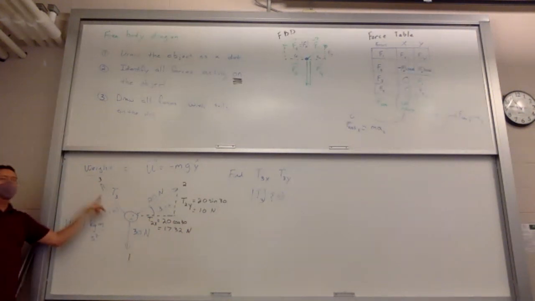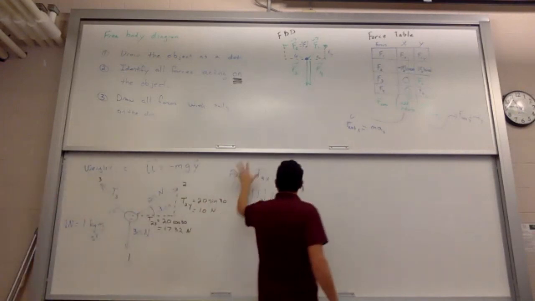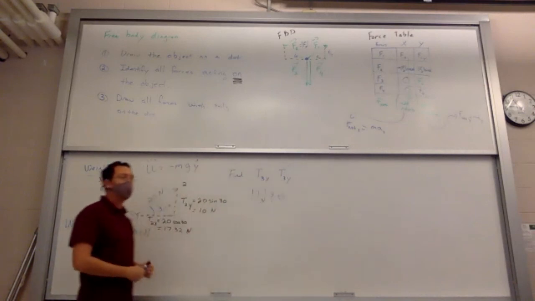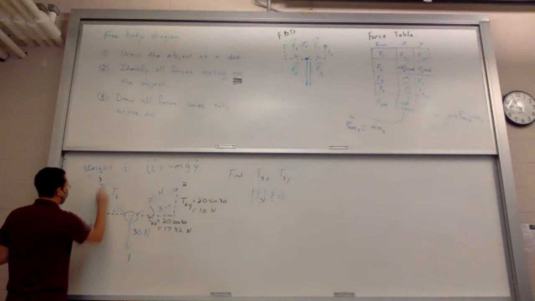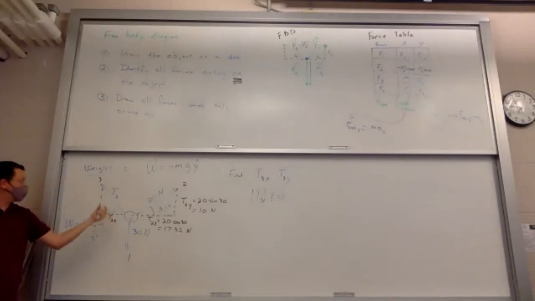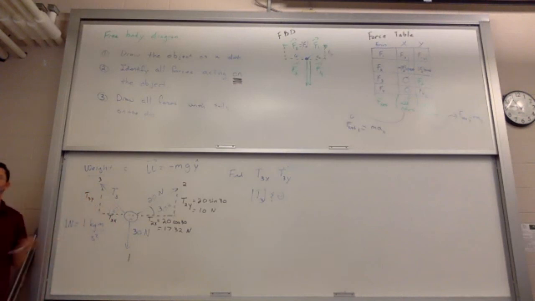For T3, I don't know anything about T3. That's okay, because that's how we're going to work it in. Remember, this is what we're trying to find. What I do know, though, is that this part would be T3x, whatever that is, and this part would be T3y. Okay. Questions on that?